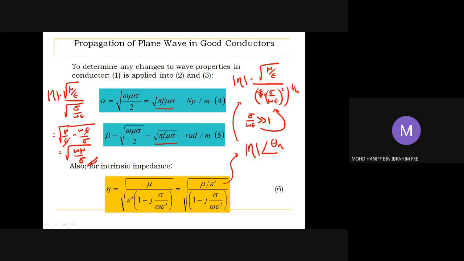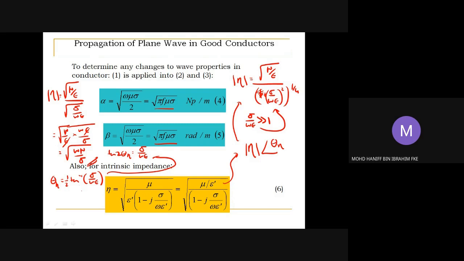So it depends on the frequency omega, the permeability mu of the medium, and also the conductivity. The same applies to theta, the angle of the impedance. Based on the previous equation for lossy medium, theta equals half the arctangent of sigma over omega epsilon. This comes from tangent of 2 theta equals sigma over omega epsilon.